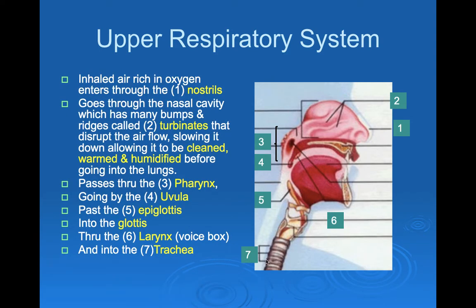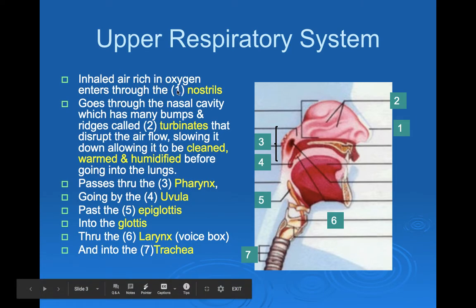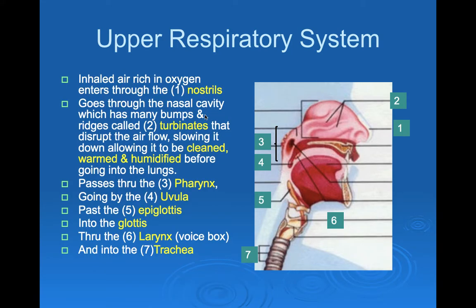So let's go through this. Inhaled air rich in oxygen enters through the nostrils. It then goes through the nasal cavity, which has many bumps and ridges called turbinates that disrupt the airflow, slowing it down, allowing it to be cleaned, warmed, and humidified before going into the lungs. That's really important. I'll come back to it. It passes through the pharynx, and then it goes past the uvula, which is like the little dangly thing at the back of your throat. Then it goes past the epiglottis, into the glottis, through the larynx, which is also called your voice box, and into the trachea.